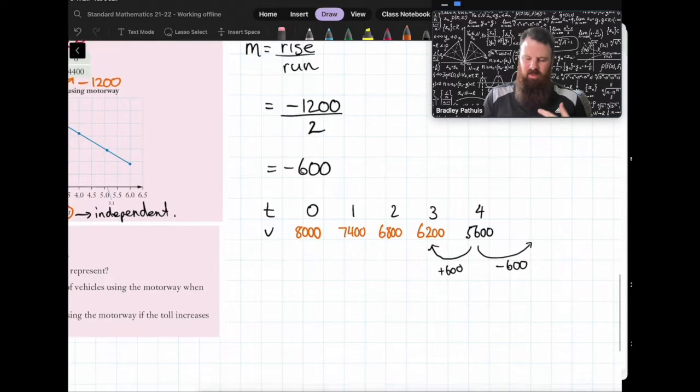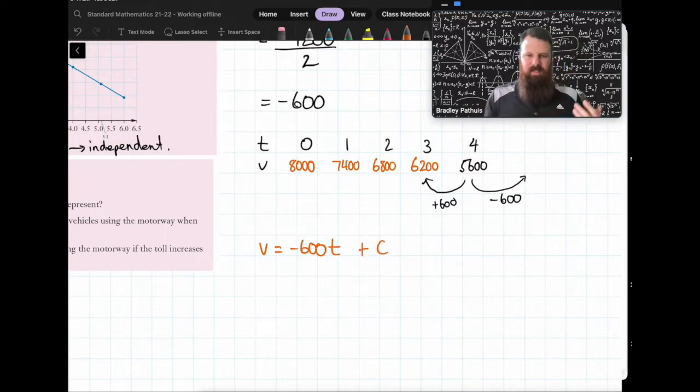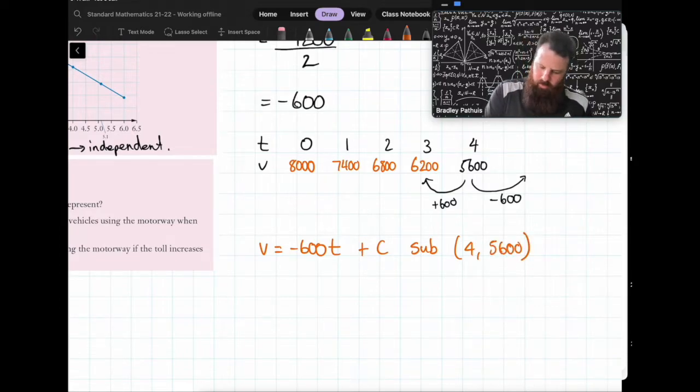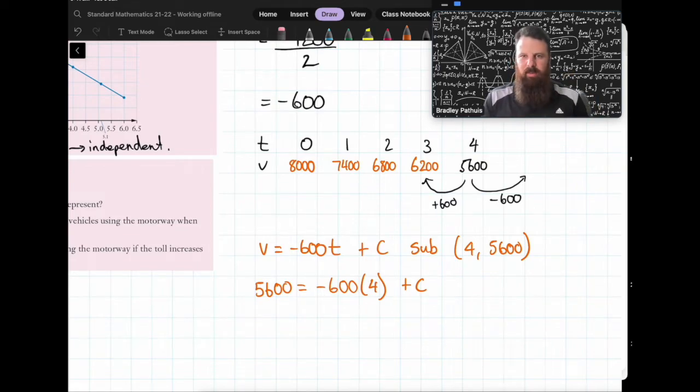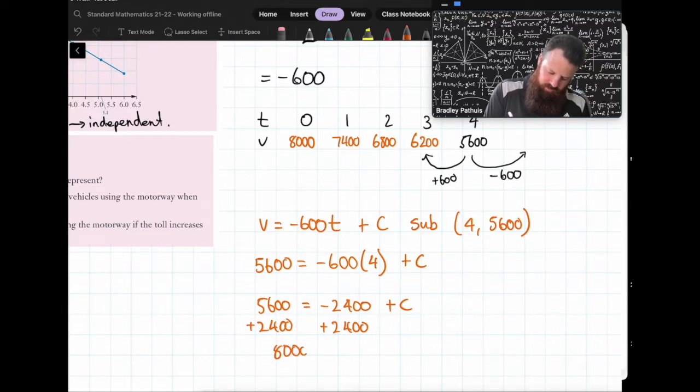The other way of doing it is, let's set the equation up. We know that vehicles was equal to the gradient, negative 600 multiplied by the tolls plus some random y value. And I'm going to sub in the point for 5,600. So we know that 5,600 was equal to minus 600 times 4 plus c. Get our calculators out and let's do minus 600 times 4. And when we do that, we're going to be negative 2,400 plus c. Remembering now we need to add 2,400 to both sides. Add 2,400, we get 8,000 equals C, which is the same that we got up here.